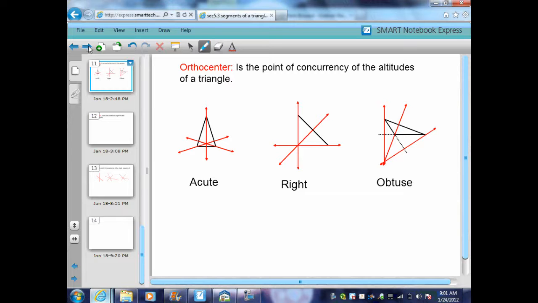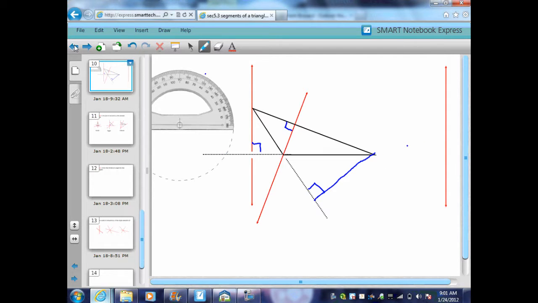The point of concurrency of altitudes is called an orthocenter. The orthocenter in an acute triangle is inside the triangle. In a right triangle, the altitudes intersect at the vertex of the right angle. So here is where my right angle would occur, and notice the orthocenter is at that vertex. In an obtuse triangle, it would intersect outside the triangle. As you can see in my previous slide, if I extend these segments, they would extend to a point of concurrency outside my obtuse triangle.